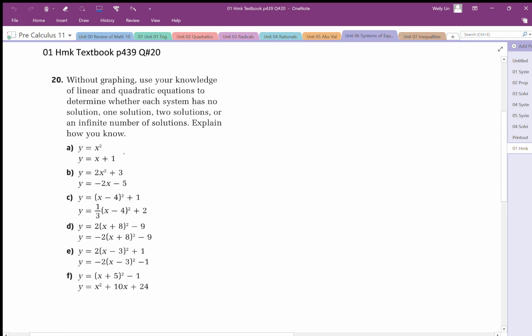So for A, we are looking at a quadratic-linear system that potentially has two solutions. If we know what that graph looks like, we know that we have a quadratic and a linear equation with slope 1 that has a y-intercept of 1, and visually that's going to have two solutions. So knowing this, we can say two solutions. We could also potentially rewrite this as a quadratic equation, making x squared equal to x plus 1, and then we can test the discriminant.